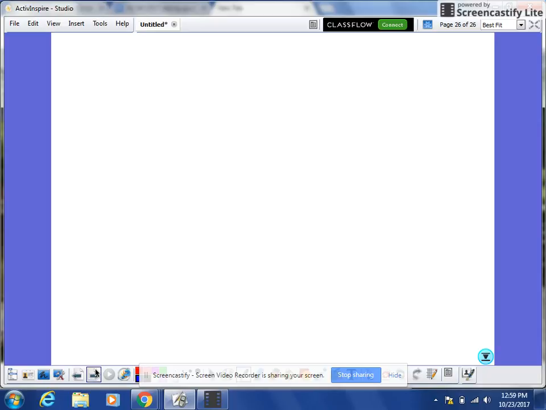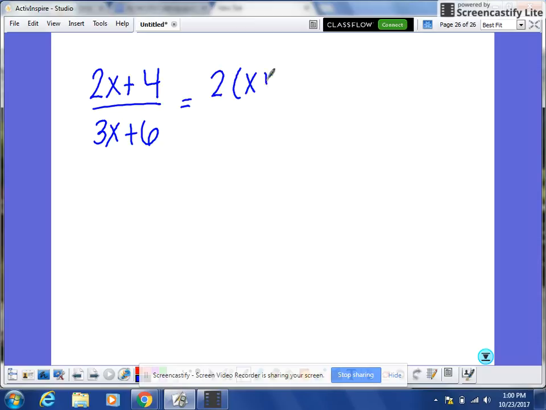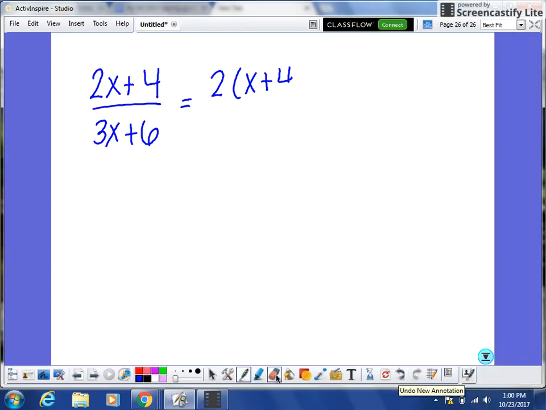So if you look at your example 1, we have 2x plus 4 over 3x plus 6. Remember, when you're factoring, you're first looking for a greatest common factor. If you look on top, your GCF should be 2, which would leave me with an x plus 2. On bottom, we should have a GCF of 3, which will also leave me with an x plus 2.